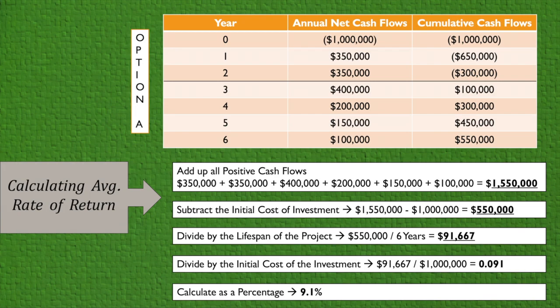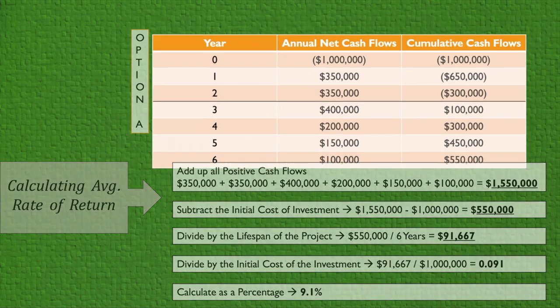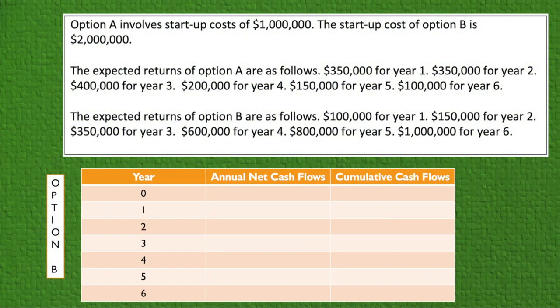We are going to get 9.1% of our initial cost of investment returned to us each year. Let's take a look at this now. Make a table and try to calculate option B. First, you're going to want to make a table, and then you're going to want to calculate the payback period and the average rate of return. Go ahead and pause the video now.